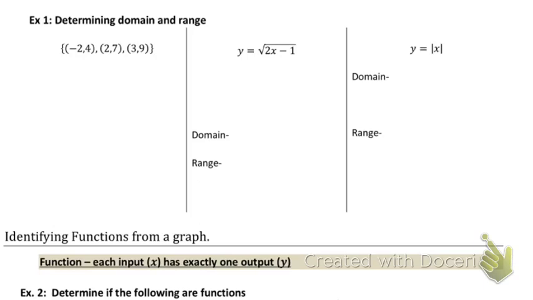All right, let's continue on. We're supposed to determine the domain and range given either lists or equations. With lists, we just have to realize that whenever I have a point, it's x, y, x, y, x, y. So all of those first numbers, that -2, that 2, that 3, are going to be my x values.